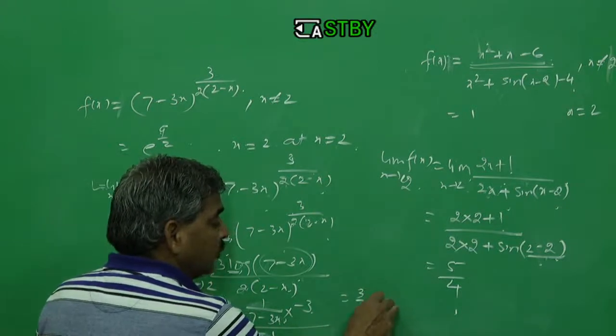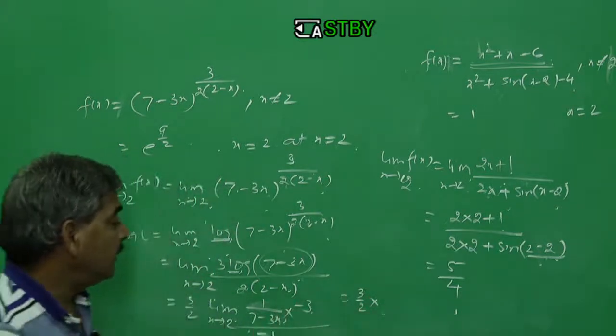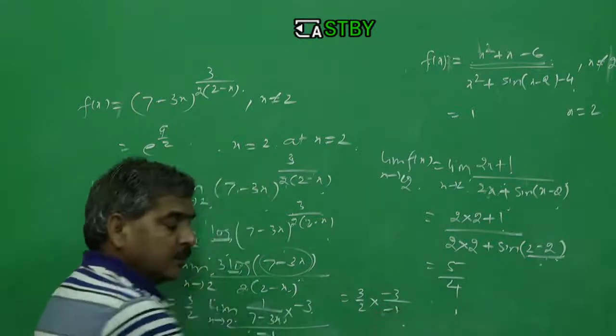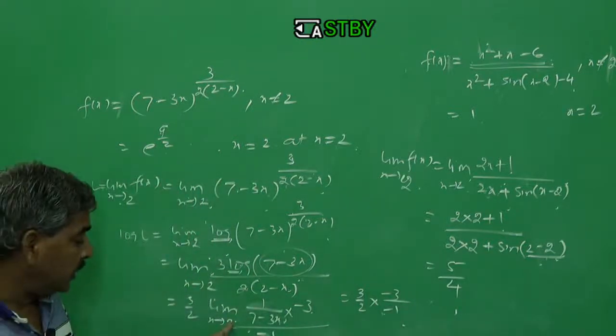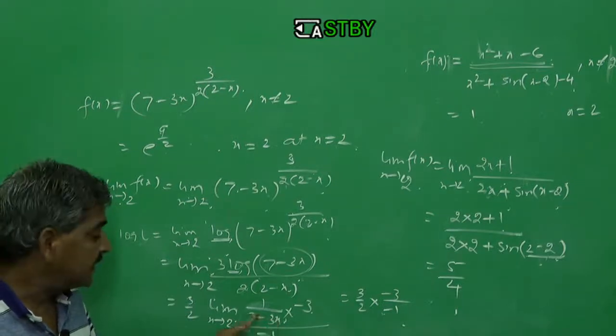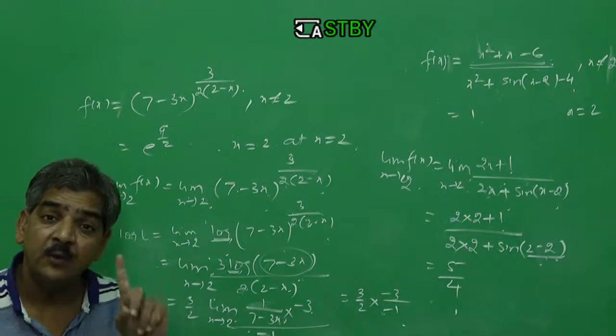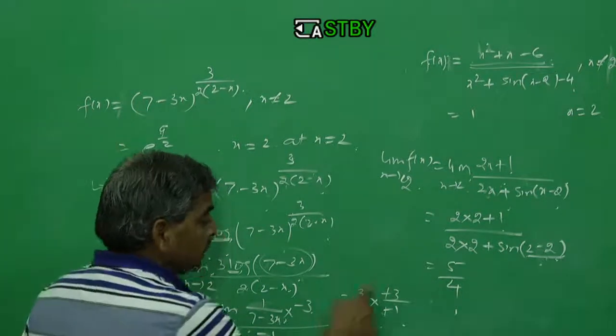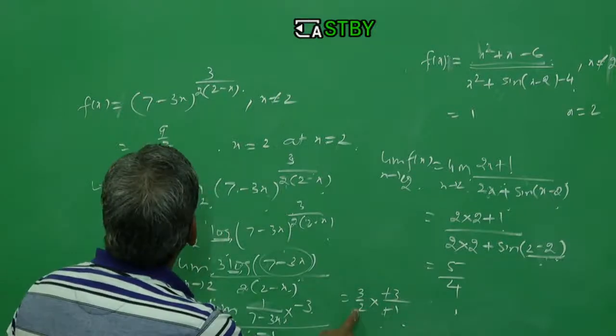So 3 by 2 into, क्या मिलेगा? Minus 3 upon minus 1. You can check, if I put x is equal to 2, 3 into 2, 6, 7 minus 6, that is equal to 1. It is correct. Minus minus get cancel. 3 into 3, 9 upon 2.